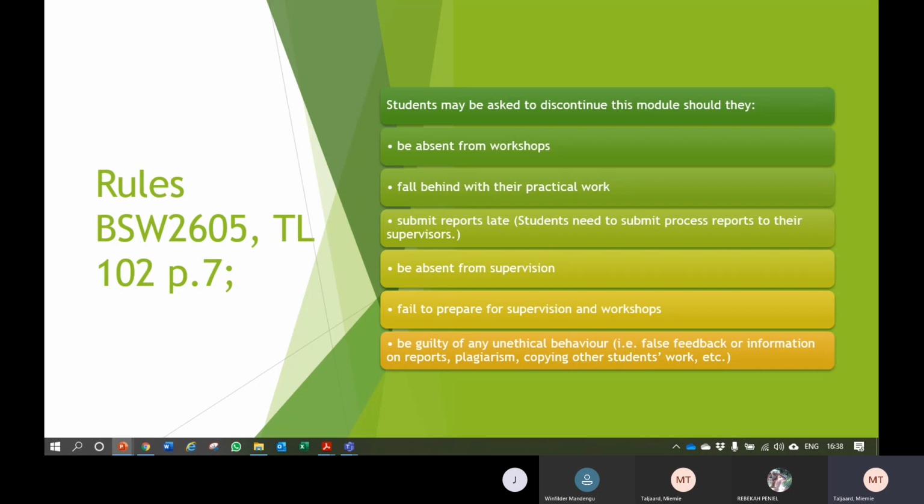And if you move into red, you will fail. So please be very careful and keep to these rules.